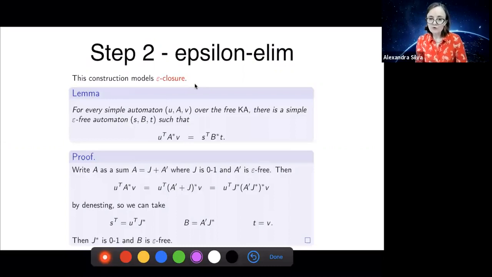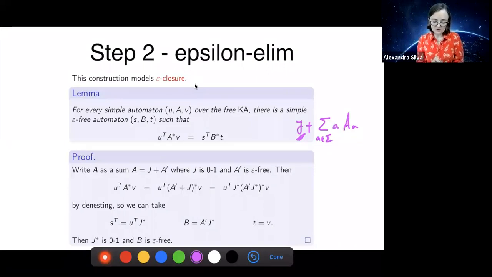So for step 2 of the proof, we need to eliminate all epsilons that we might create, in particular when we have the star rule. And so to eliminate epsilons, we need to show that for any simple automaton that we start with, there exists another simple automaton that has no epsilons. Or in other words, remember that the definition of a simple automaton is that you can split it into a sum of these sorts. And we want to show that if I start with something that has ones in this matrix J, there exists an automaton in which that J can be removed.